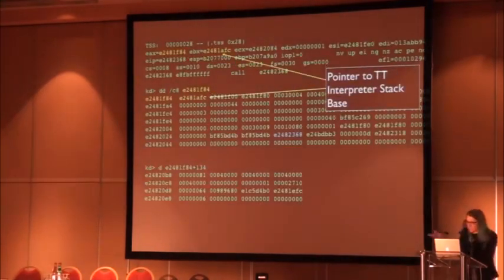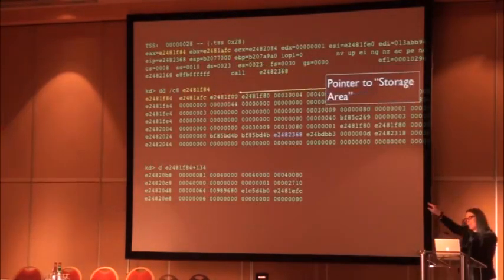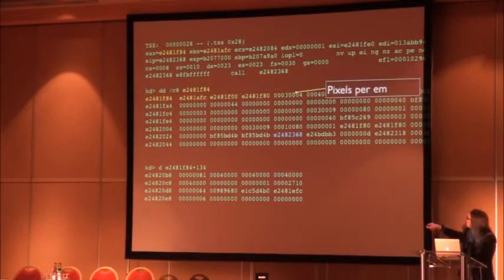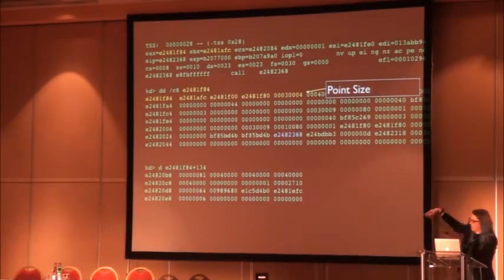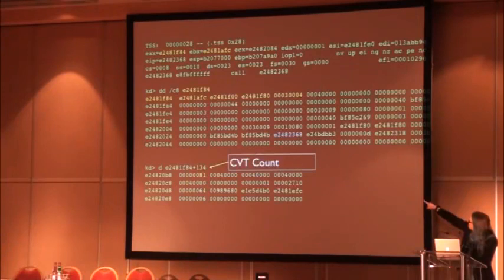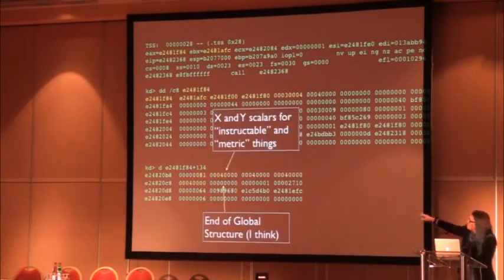So this is actually the structure. This is the interpreter, the base of the interpreter stack. This is the storage area array. This is the control value table, which is like the number of pixels, point size. When I crashed the kernel, I was only using a 4-point size. That's the CVT count, which is 129 now. It originally started off as 1, and then there's some other stuff.